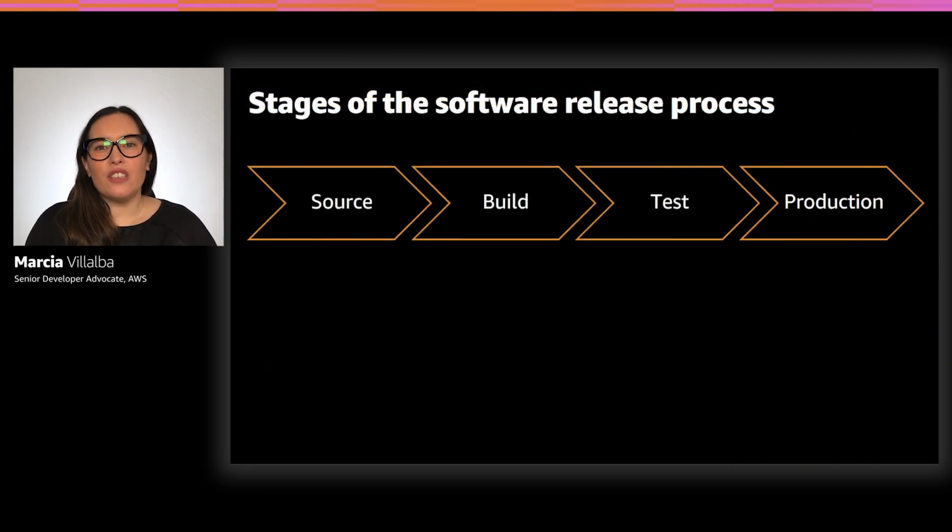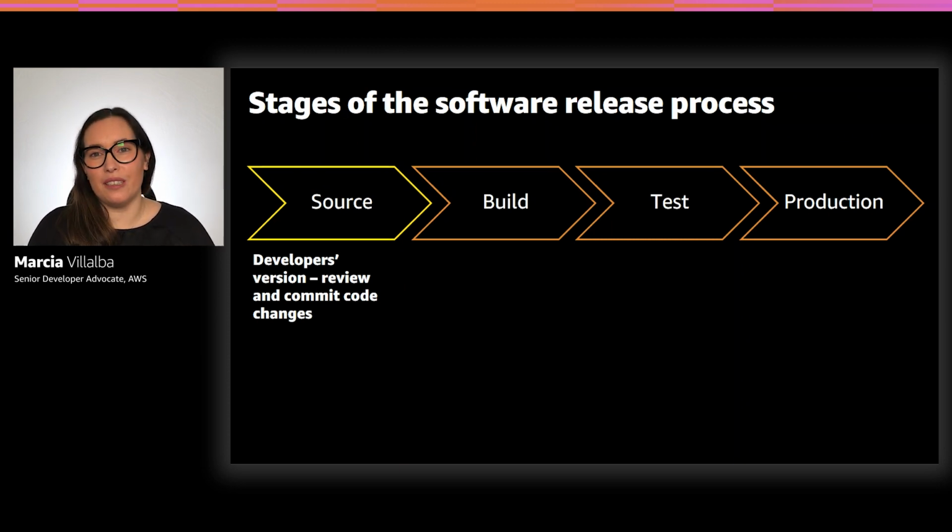The talk today is going to be organized in the stages of the software release process. We all know them, but let's review them together. The first stage is the source. Maybe it's the last time developers see their code, when they put the code in the remote repositories. They will do pull requests, code reviews, and all these things.